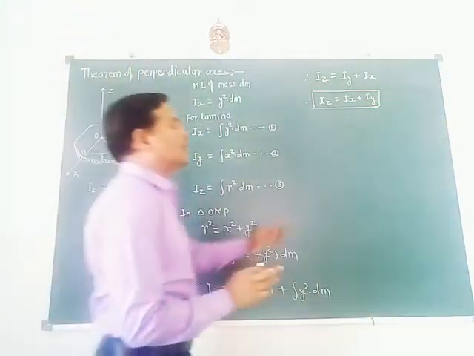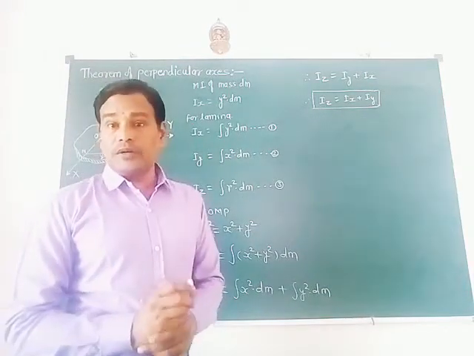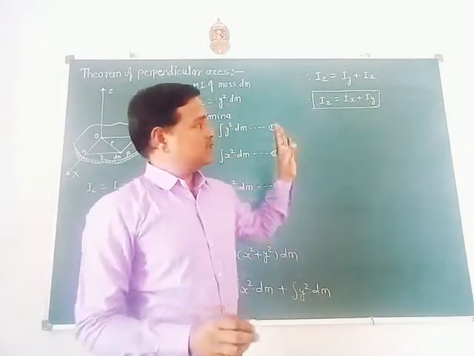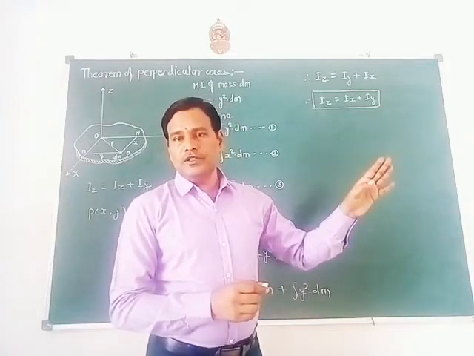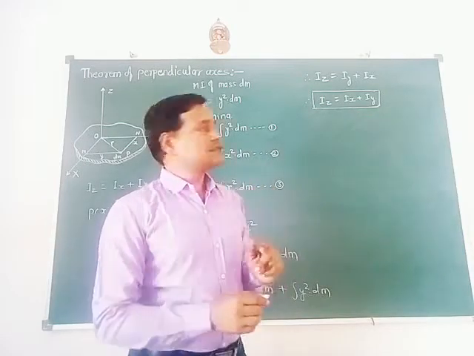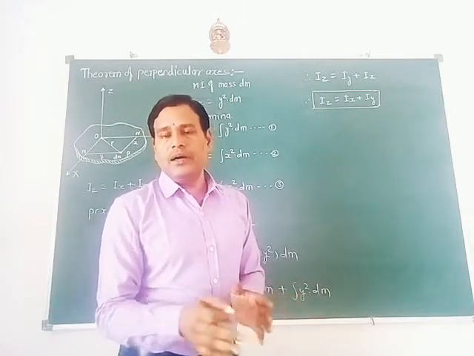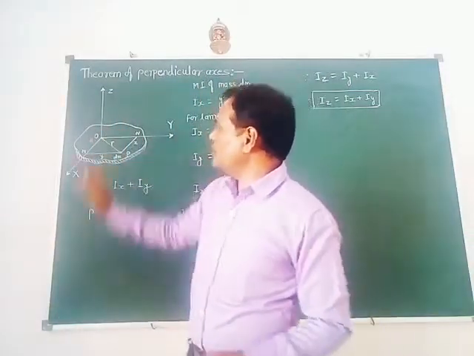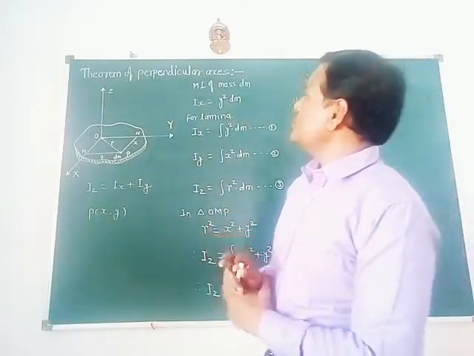So once again we can state the principle of perpendicular axis, or theorem of perpendicular axis, as: the moment of inertia of a plane lamina about any perpendicular axis is equal to the sum of the moments of inertia of the plane lamina about two mutually perpendicular axes. The two mutually perpendicular axes are in the plane of the lamina and intersect at a point where the perpendicular axis cuts the lamina. Here point O is there, where the perpendicular axis cuts the plane of the lamina. So this is the theorem of perpendicular axis.